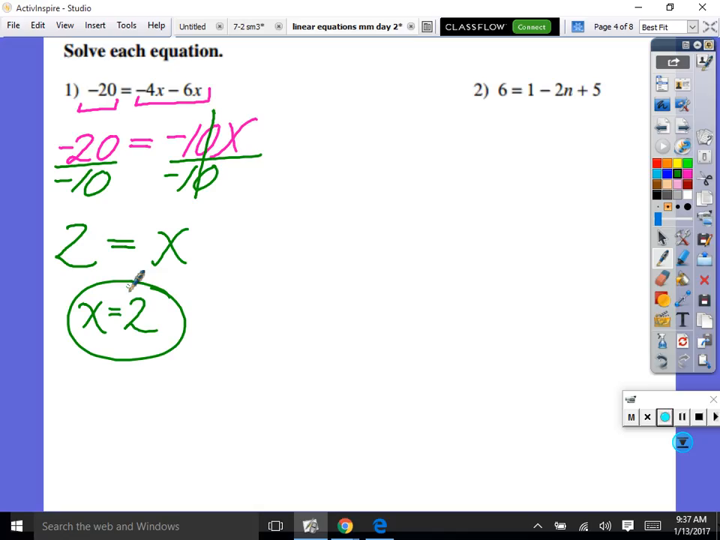Okay, let's do number 2. The first step is combine all like terms on the left and on the right. Not using inverses, just combining like terms. So right here we have a 6 is equal to. Over here we've got to combine like terms. So negative 2n, there's no other n's. So I'm going to write negative 2n. Is everybody comfortable? Cross it out.